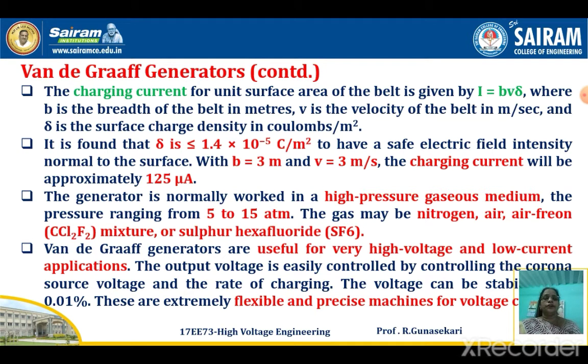The generator works in a high pressure gaseous medium. The pressure range is 5 to 15 atm. What types of gases are used in the Van de Graaff generators? Nitrogen, air, freon mixture, or sulfur hexafluoride. Van de Graaff generators are useful for very high voltage and low current applications. The output voltage is easily controlled by controlling the corona source voltages and the rate of charging also. So the voltage can be stabilized to 0.01%.